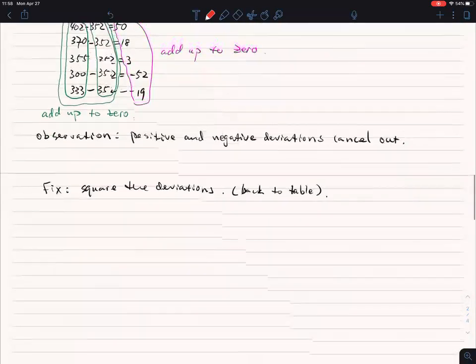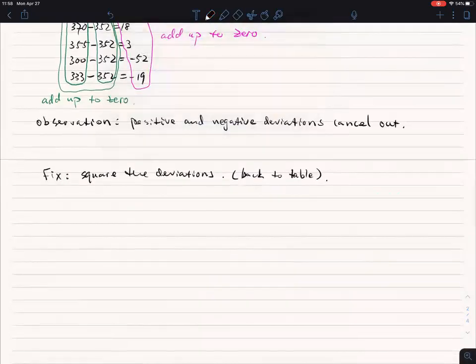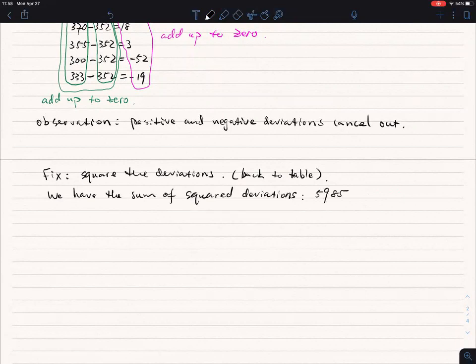So let's continue here. Now we can compute the sum of squared deviations. So we add all of those squared deviations, and we got 5985. So now we're going to take the average.